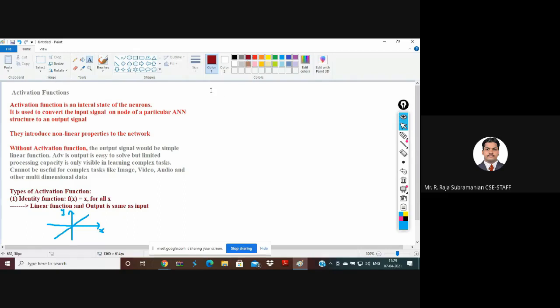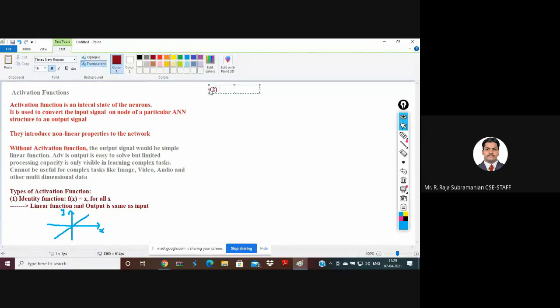The second one is the binary step function. As the name itself says, it is used for classification with binary labels, say 0, 1, true, false, and it is used in single layer networks. The output will be classified as either 0 or 1 only, right? Single layer networks use it to convert the input to output.